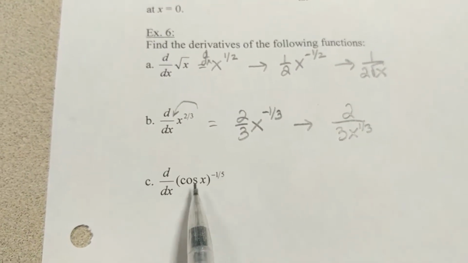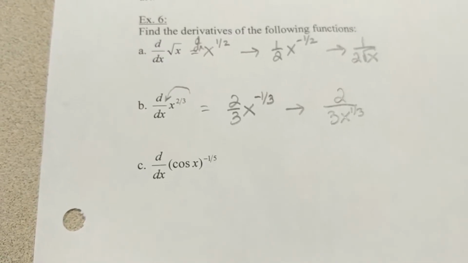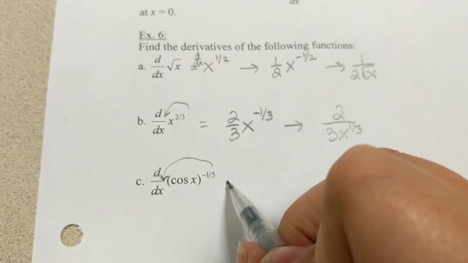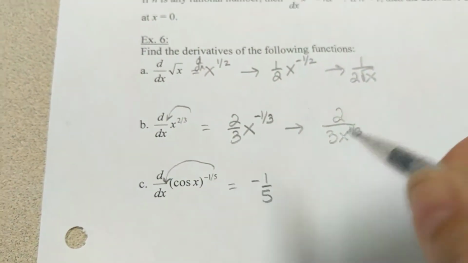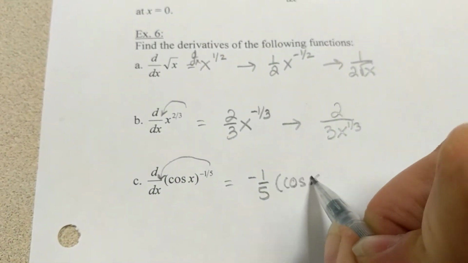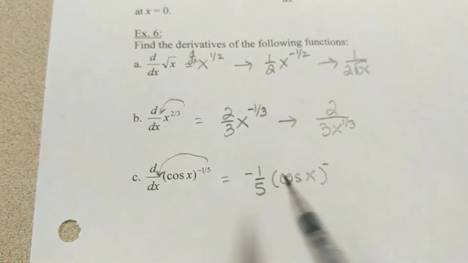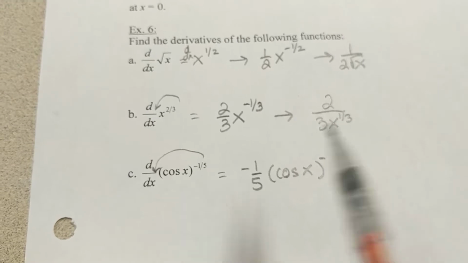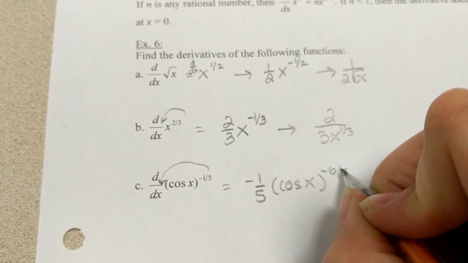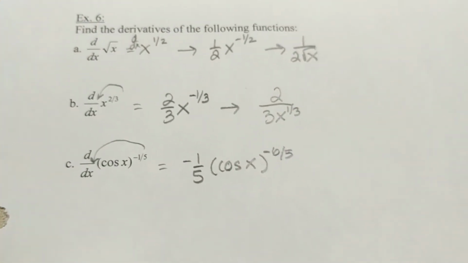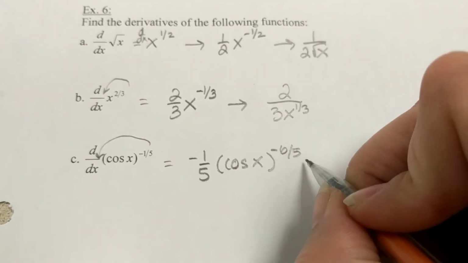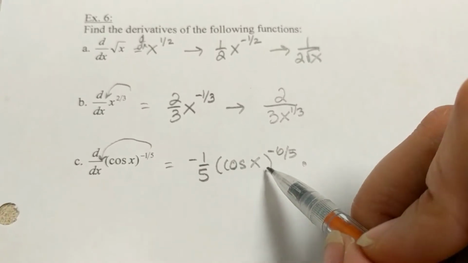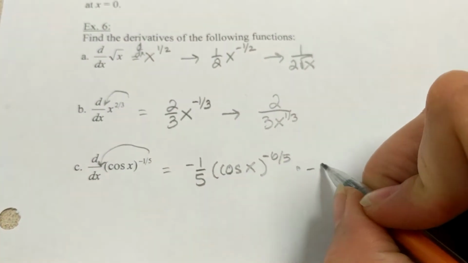This one is a chain rule, but you can do that power chain rule where you take the power down. So we get negative 1/5 cosine of x to the, if I do negative 1/5 minus 1, we get negative 6/5. But the part of the power chain rule we can't forget about is we have to multiply by the derivative of the inside. So the derivative of cosine is negative sine.